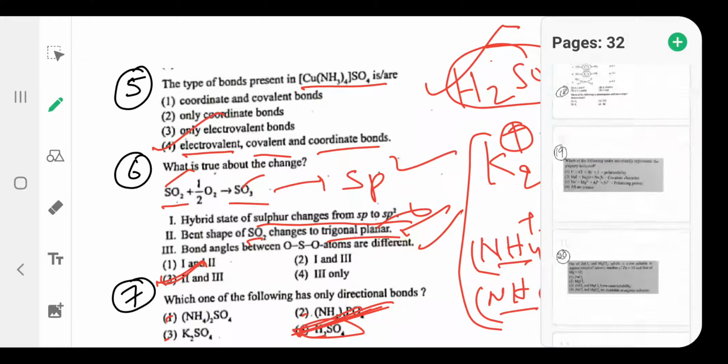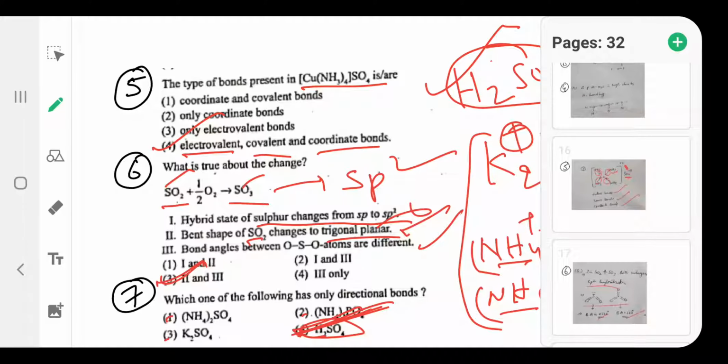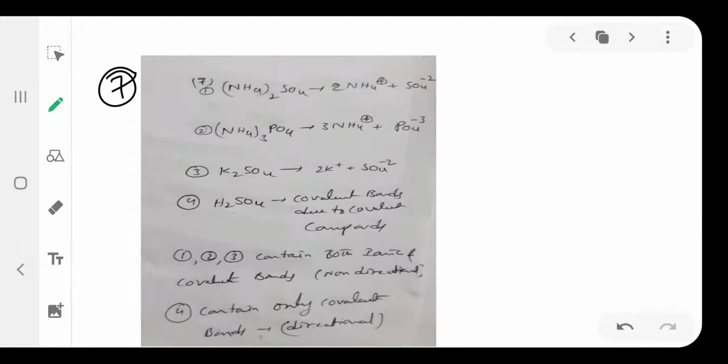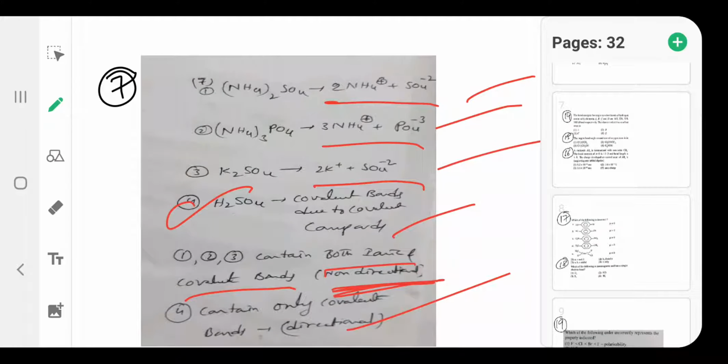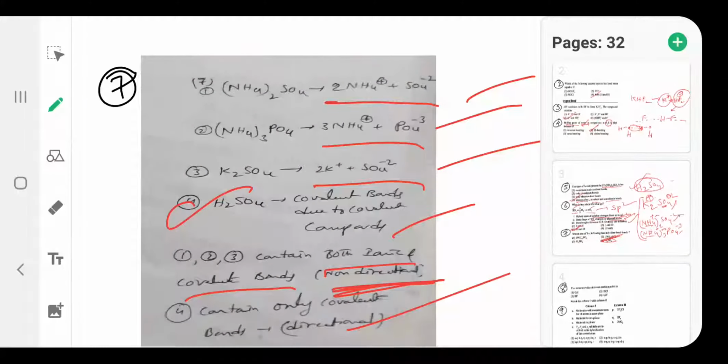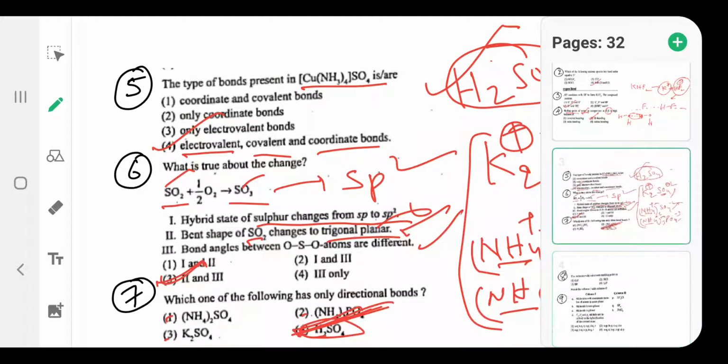So once again, see question number 7. Here (NH4)2SO4 gives ions. This also gives ions, and this also gives ions. Covalent bonds are present too, because of the covalent groups. 1, 2, 3 contain both ionic and covalent bonds, so they are non-directional. But the fourth one has only covalent bonds, so it is a directional bond. The fourth one is the correct option.